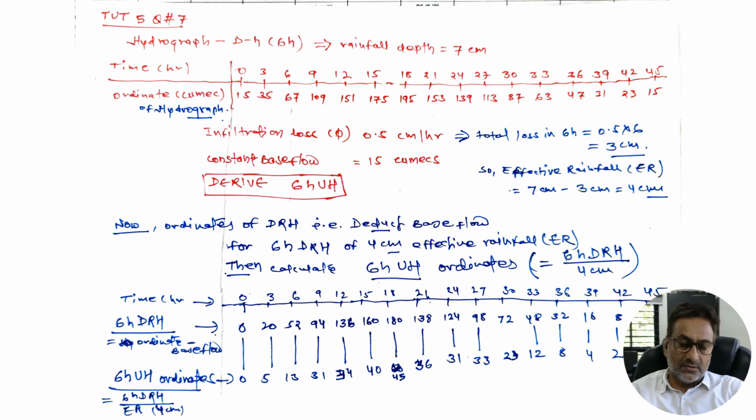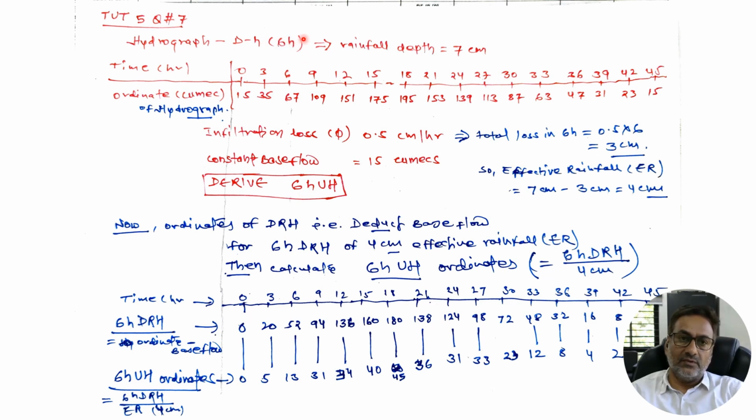Let's see what a unit hydrograph is and how it can be deduced from the given hydrograph. On the screen, you look at this problem. All in red ink is the problem statement given, out of which you have to try and derive a 6-hour unit hydrograph, and the hydrograph of 6 hours is given.